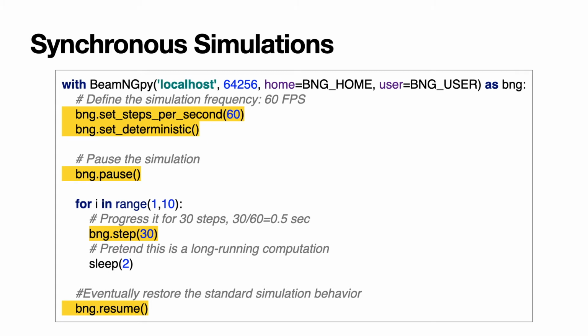And then what we usually do is, in a main loop, we make the simulation progress, calling the BeamNG.step, providing a number of steps. For example, in this case, if we provide 30 steps, after we define that in each second we have 60 steps, this will correspond to progressing a simulation for half a second. This lets you control the frequency of monitoring and frequency of control. And then once you have done this, you can do your work and then resume the simulation.